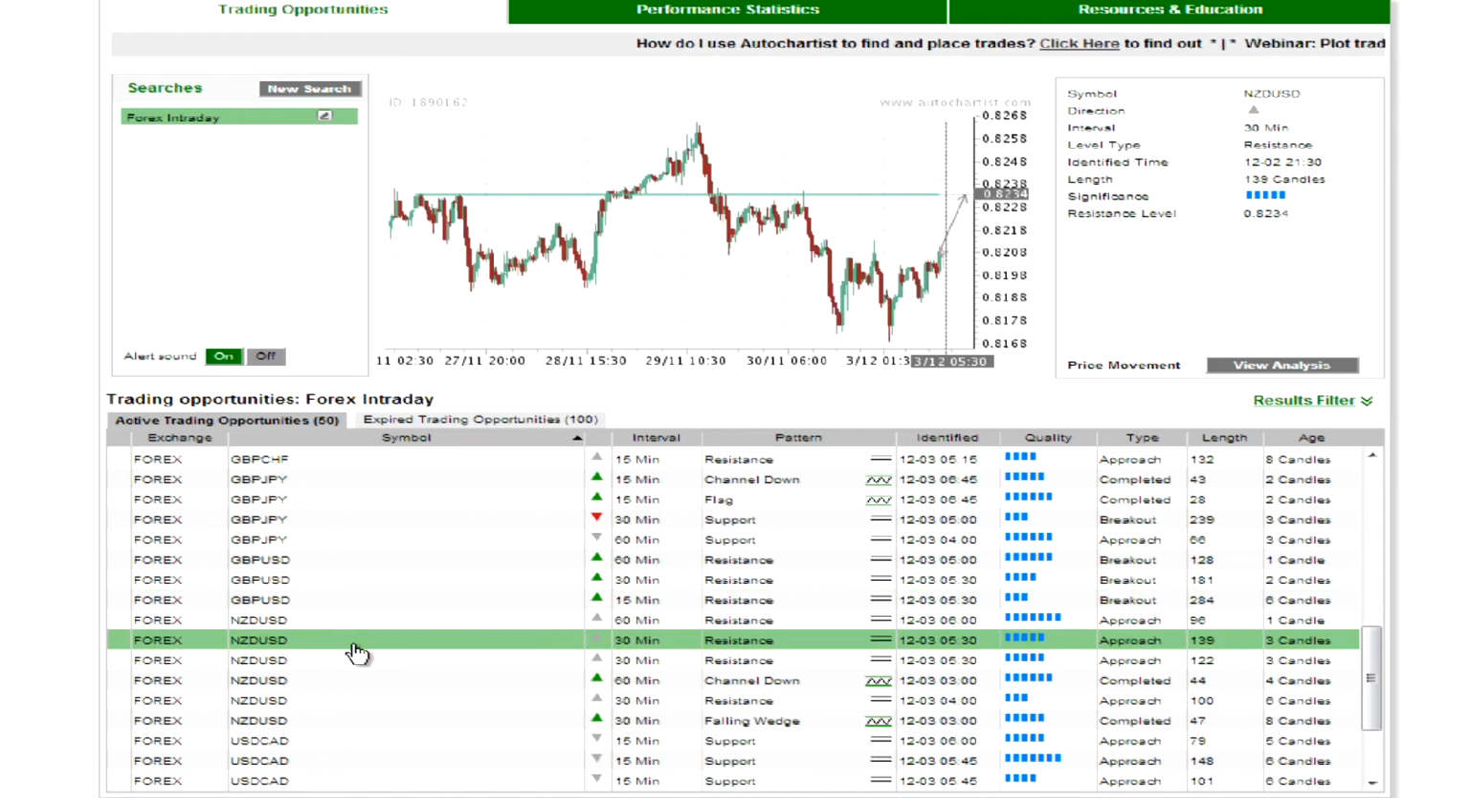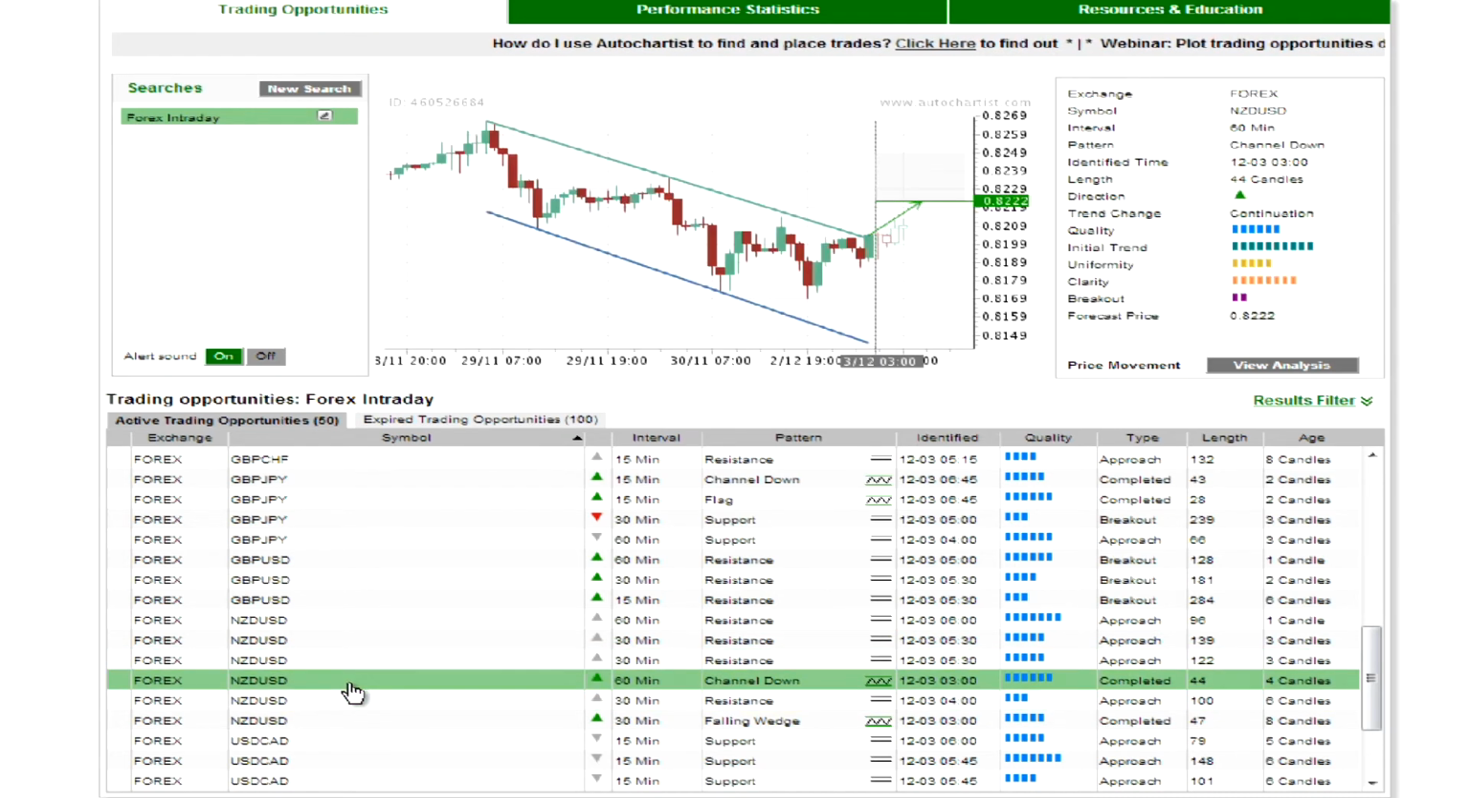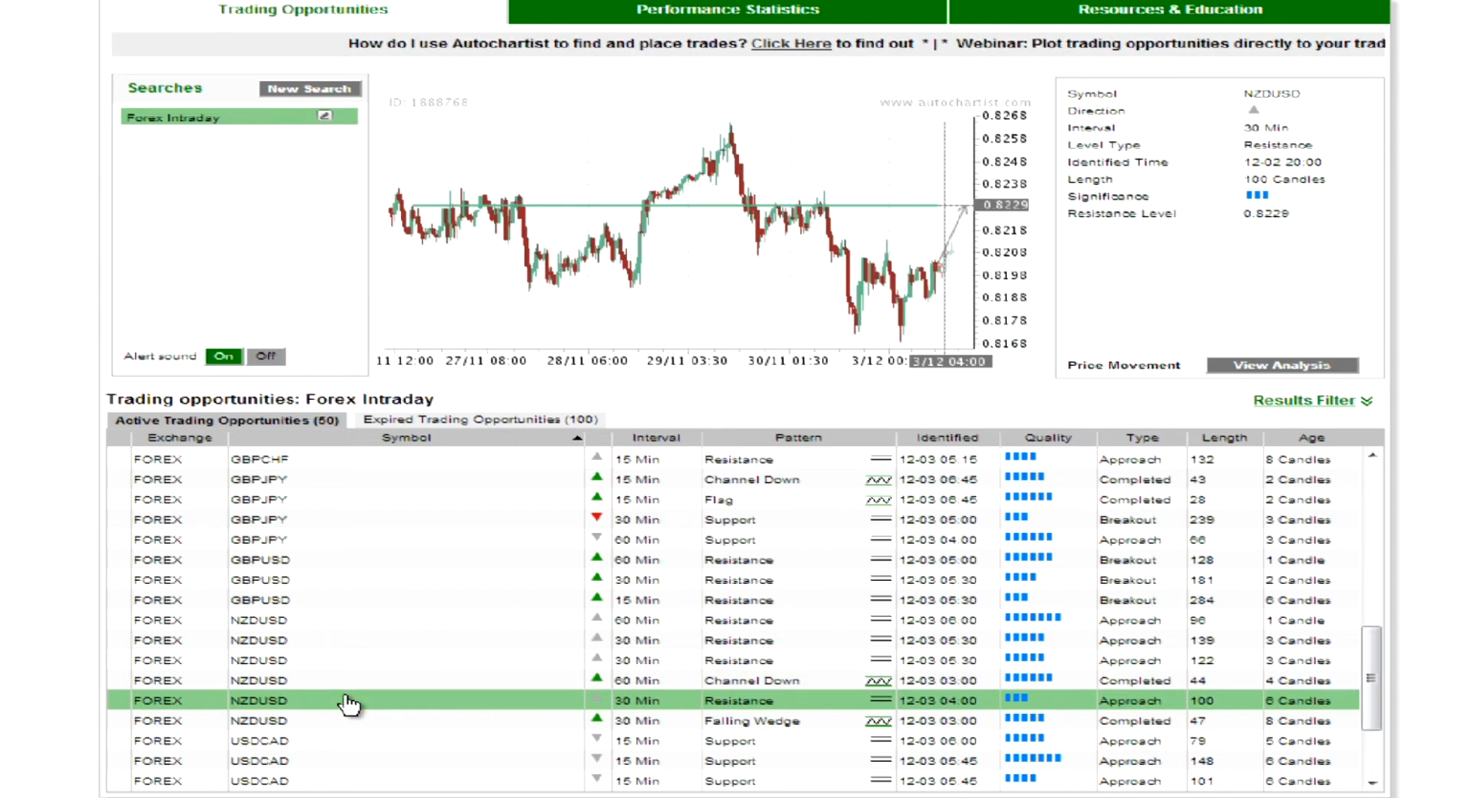New Zealand dollar, it seems like a good resistance level, and yeah, I think we can trade this. Let's give that a bash. NZDUSD.